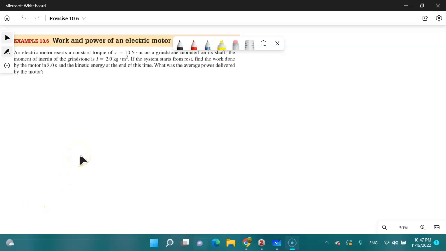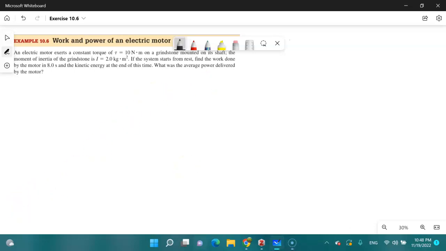In this problem, we're analyzing the work and power of an electric motor. An electric motor exerts a constant torque of 10 newton-meters on a grindstone mounted on the shaft. The moment of inertia of the grindstone is 2.0 kilogram-meters squared. If the system starts from rest, find the work done by the motor in 8 seconds and the kinetic energy at the end of this time. What was the average power delivered by the motor?